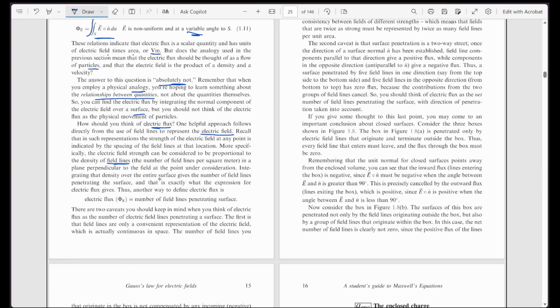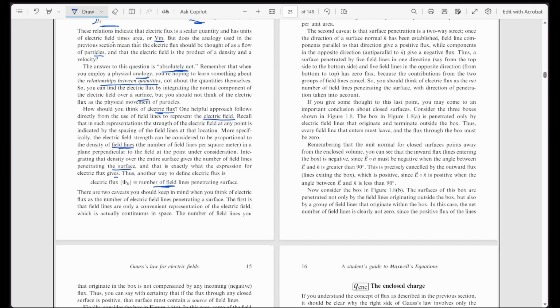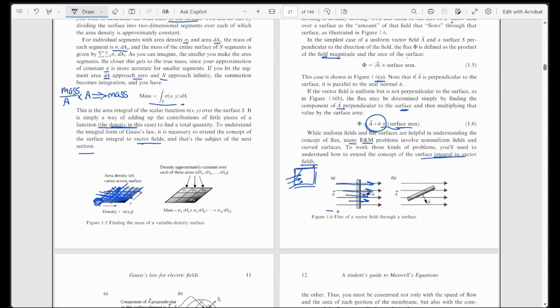Integrating the density over the entire surface gives the number of field lines penetrating the surface, and that is exactly what the expression for electric flux gives. Thus, another way to define electric flux is number of field lines penetrating a surface. So it was shown in that drawing up here that we could think about flux in this sort of way.